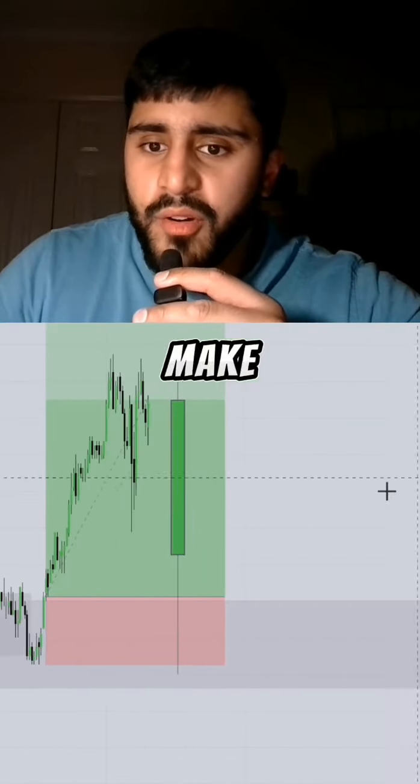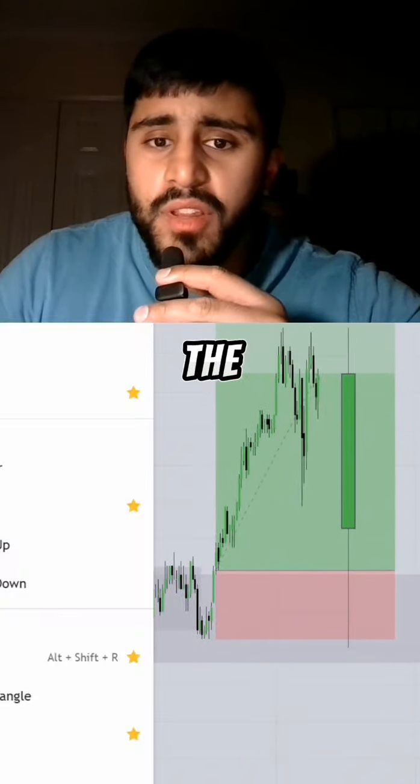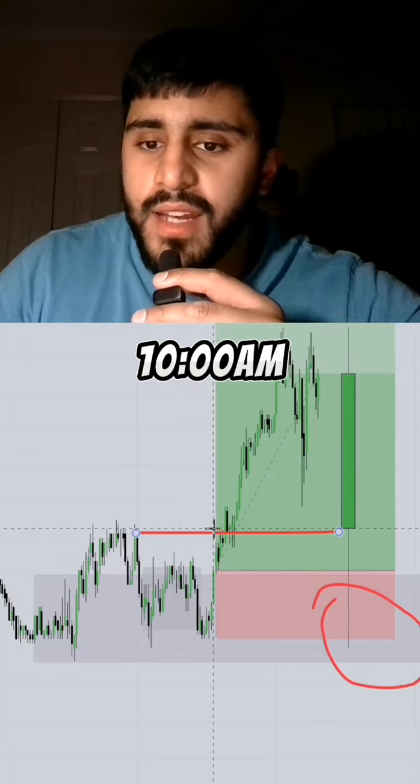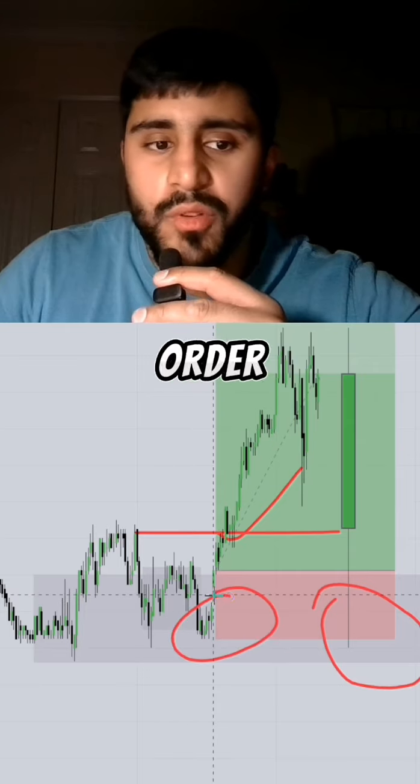But I want to make it very clear to traders, the only thing you need to catch trades is a 15-minute fair value gap. You want to be buying below 10 a.m. Eastern and you want to be using order flow at this level.